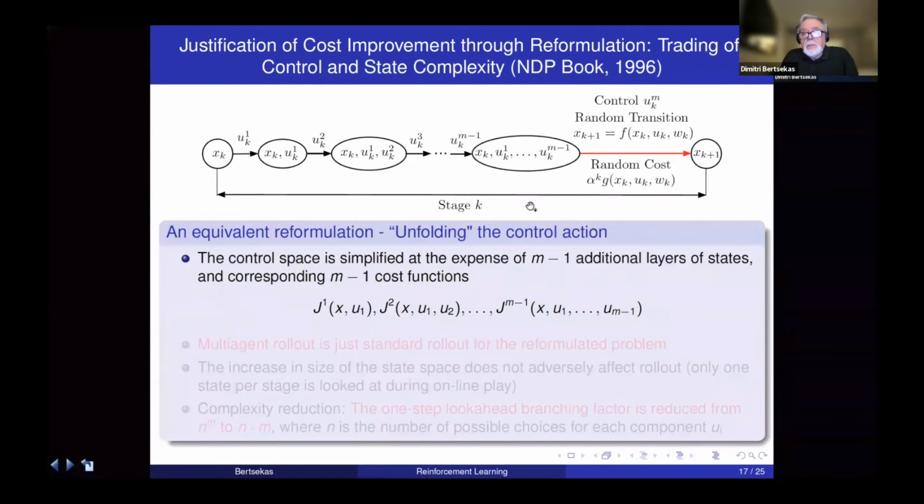But as Jameson mentioned, the state space grows enormously in this reformulated problem, whereas the control space is simplified enormously at the same time. So we're trading off control and state complexity. It's an old idea, by the way.